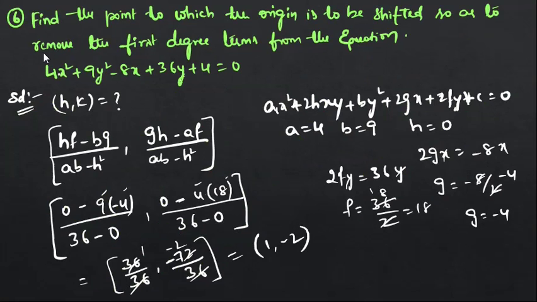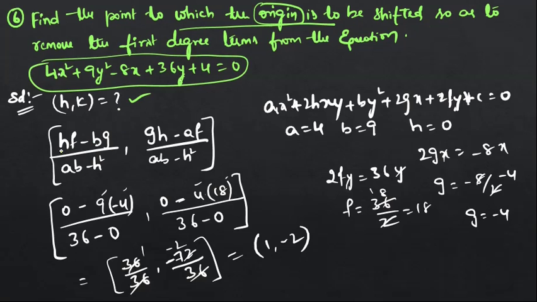Okay friends, now we'll solve the next question, that is question number 6. Find the point to which the origin is to be shifted so as to remove the first degree terms from the equation. So obviously we need to find the point to which the origin is to be shifted, right? So we know that when the origin is shifted, we need to find the h comma k values when the equation is given. The formula is (hf minus bg) by (ab minus h square), similarly comma (gh minus af) by the same denominator, ab minus h square.